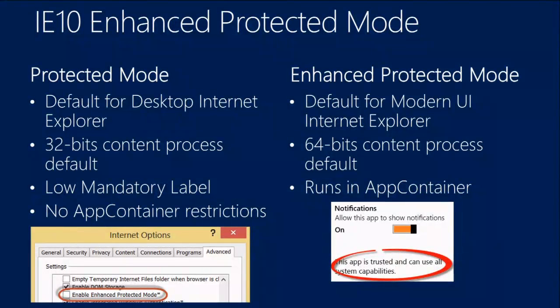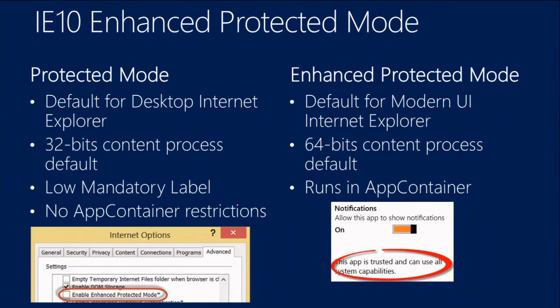And you can enable Enhanced Protected Mode when running from the desktop. Running in Enhanced Protected Mode means that you are running the Internet Explorer process as a 64-bit process, and it truly runs in an app container. The permissions in Windows do not truly show that. It shows that this app is trusted and can use all system capabilities. But if you drill into Process Explorer, it will actually show you that it's really running in an app container with limited possibilities. But there is something odd going on.